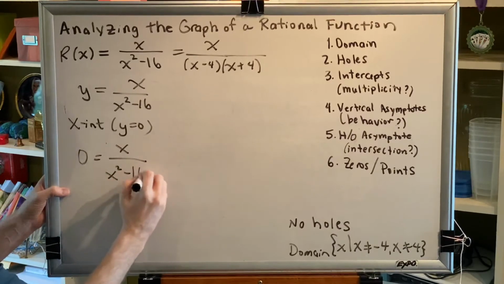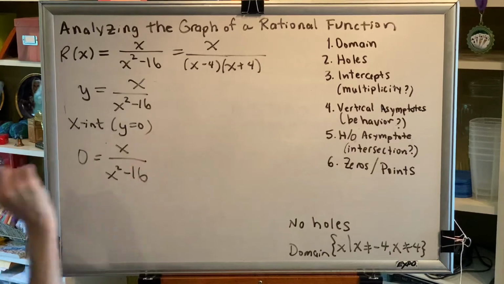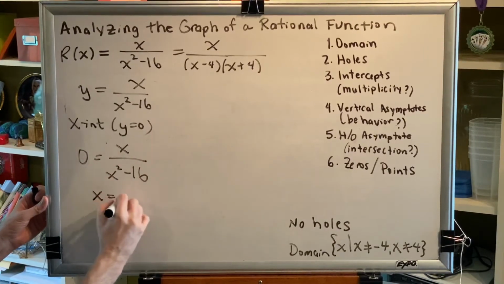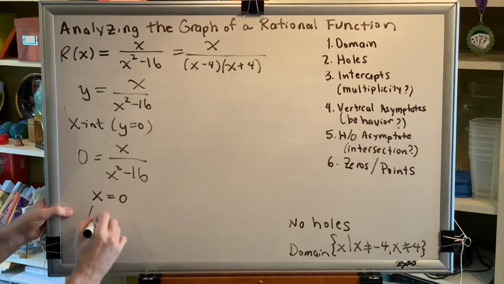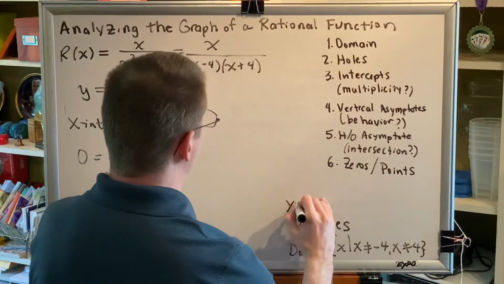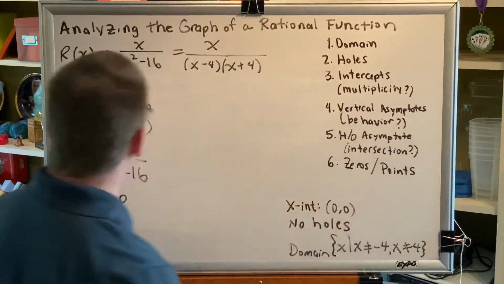x squared minus 16. Now, the only way for a fraction to equal 0 is if its numerator equals 0. So this tells me that x equals 0, and we know that y equals 0, so one of our intercepts is the origin, 0, 0. So our x-intercept is the origin, 0, 0.